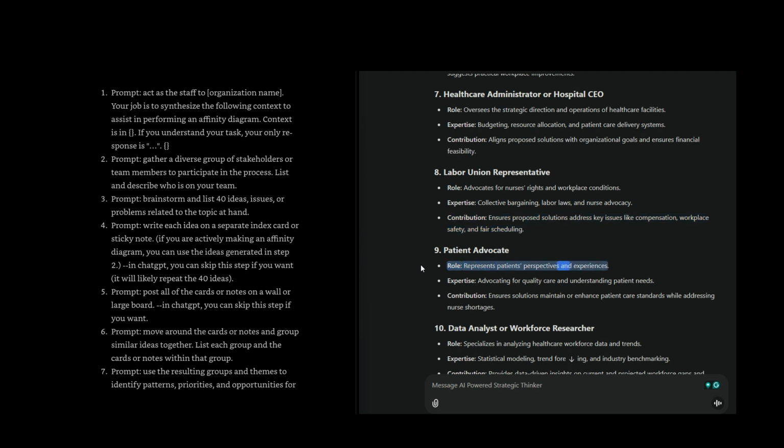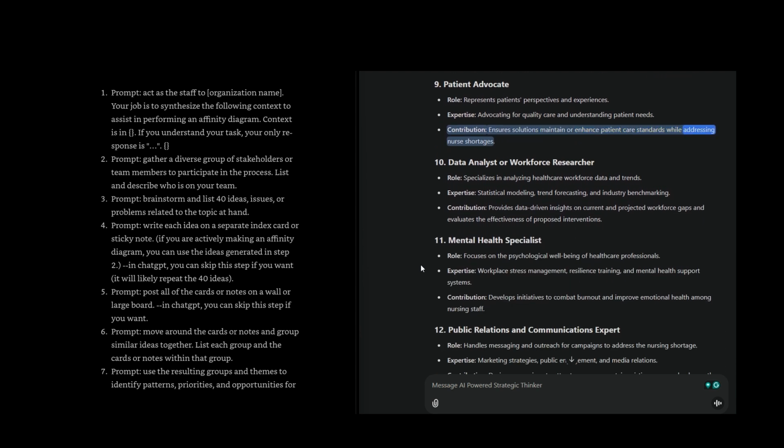9. Role: represents patients' perspectives and experiences. Expertise: advocating for quality care and understanding patient needs. Contribution: ensures solutions maintain or enhance patient care standards while addressing nurse shortages.